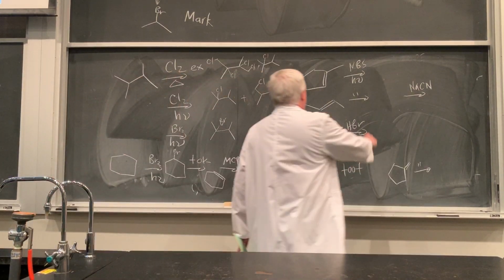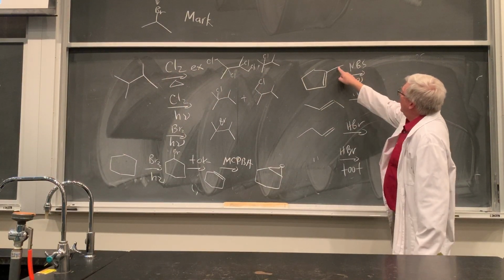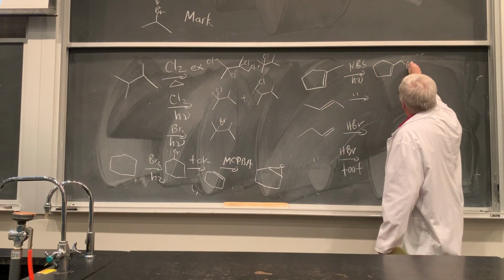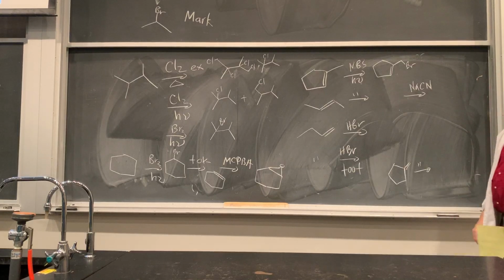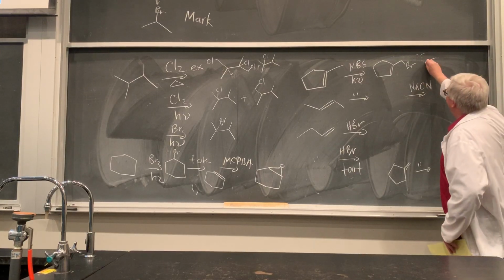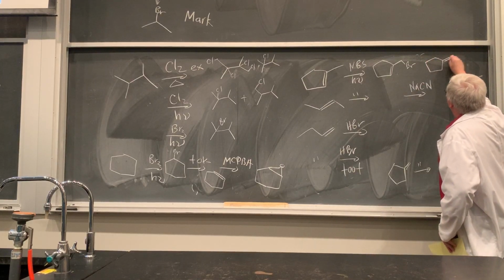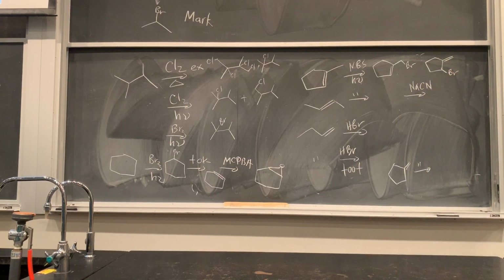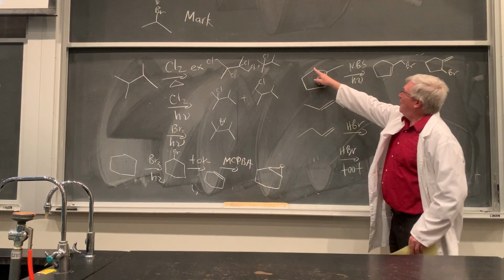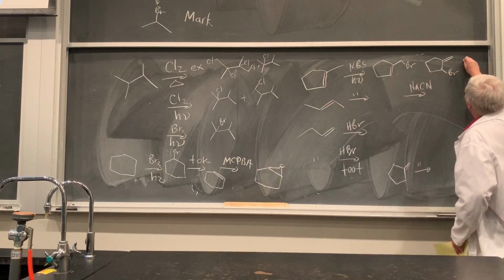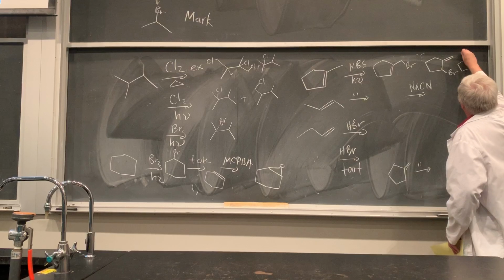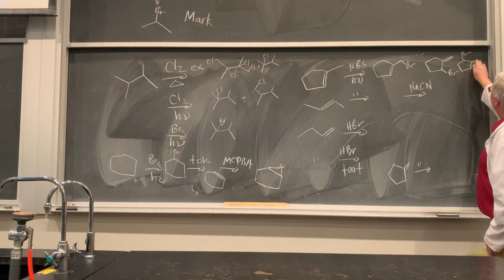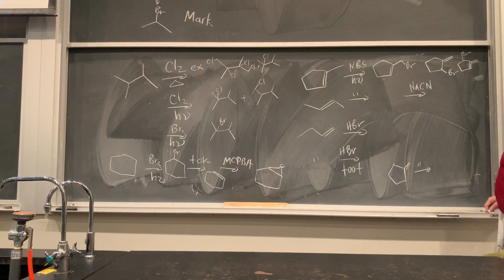How about this one? NBS and light. Well, we're going to get the allylic bromination. Going to get that one? Is that the only one? Nope. We can get a mixture here. That one. Oh, are those the only two? Don't forget about this up here. So we could also get what? This one. Bromine, sorry about the size there. Oh, not there. Not there, okay.